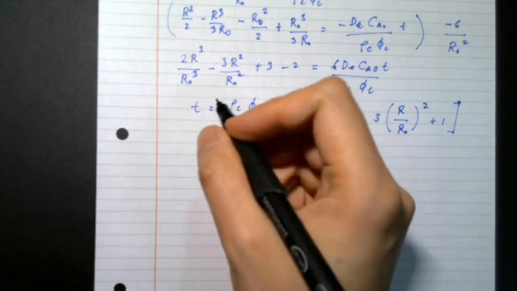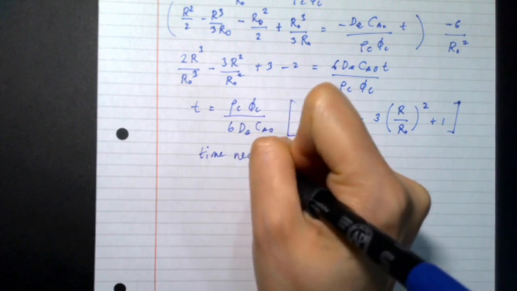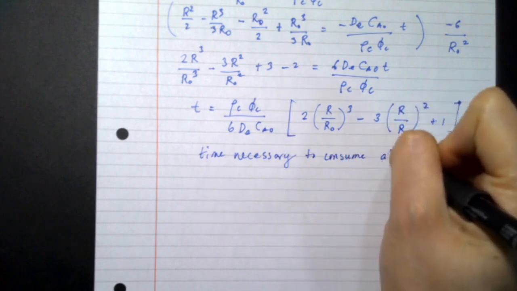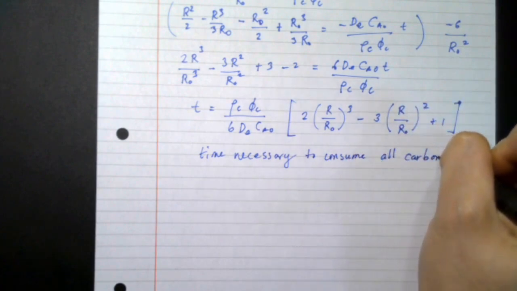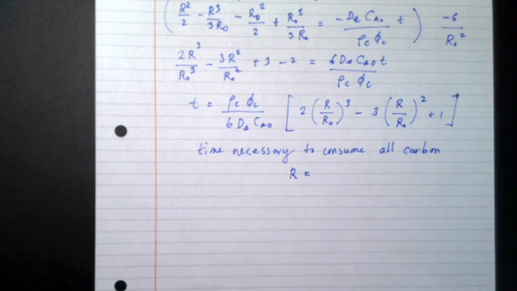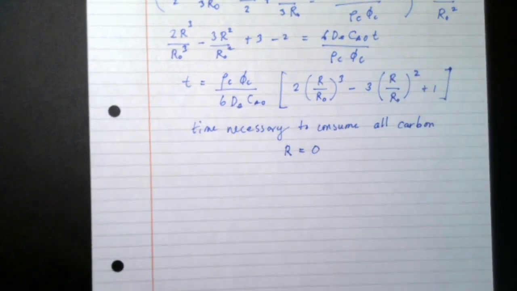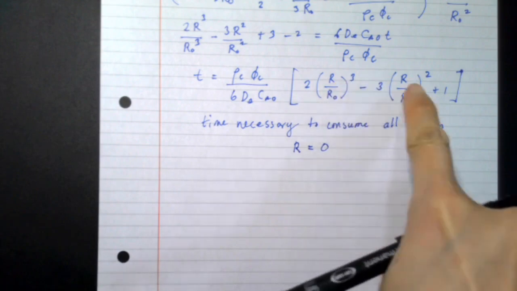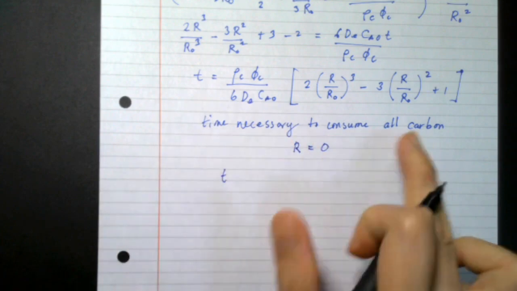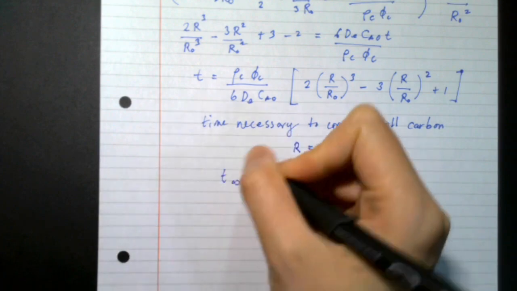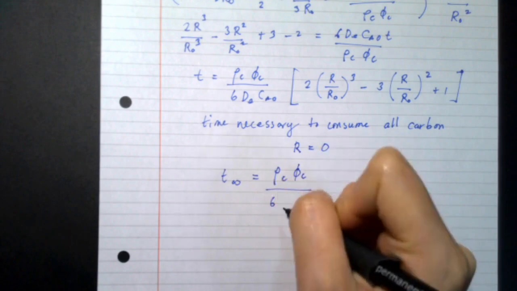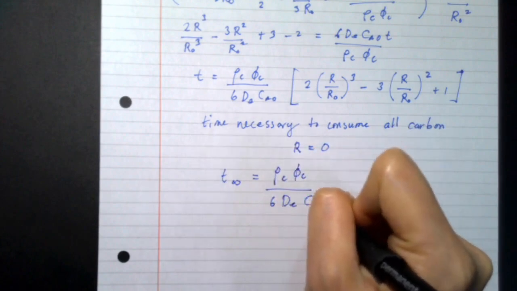With this, we can determine the time necessary to consume all carbon. This will happen when the size of your core, the radius of your core, is 0. So you just substitute in 0 for the r's in this expression. And the time necessary to consume all carbon we will denote as T infinity, and this is equal to rho C phi C over 6 dE CA0.